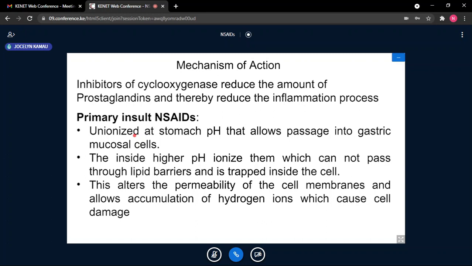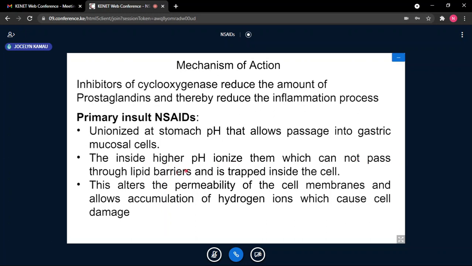Remember, this is a weak acid, and weak acids are partially ionized, and the ionization of the weak acid is dependent on the environment, whether the environment is acidic or basic. Weak acids in an acidic medium will be less ionized. A less ionized weak acid drug will better penetrate the membranes. So that's the first point. Inside, there is a higher pH, which will allow them to ionize, and then they cannot pass.